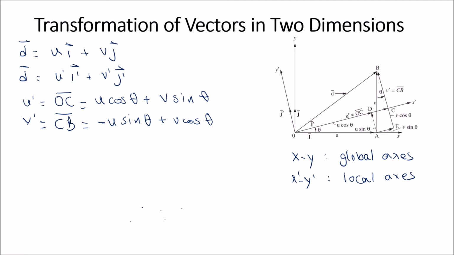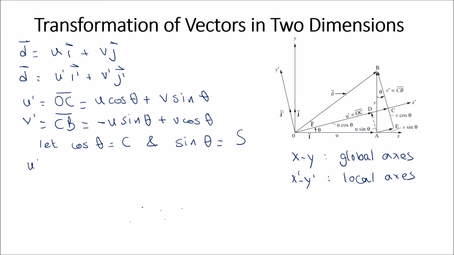Please note that theta is the angle between x and x prime. And you see here theta is taken in the counterclockwise direction. Next, we're going to let cosine theta be equal to uppercase C and sine theta equal to uppercase S.